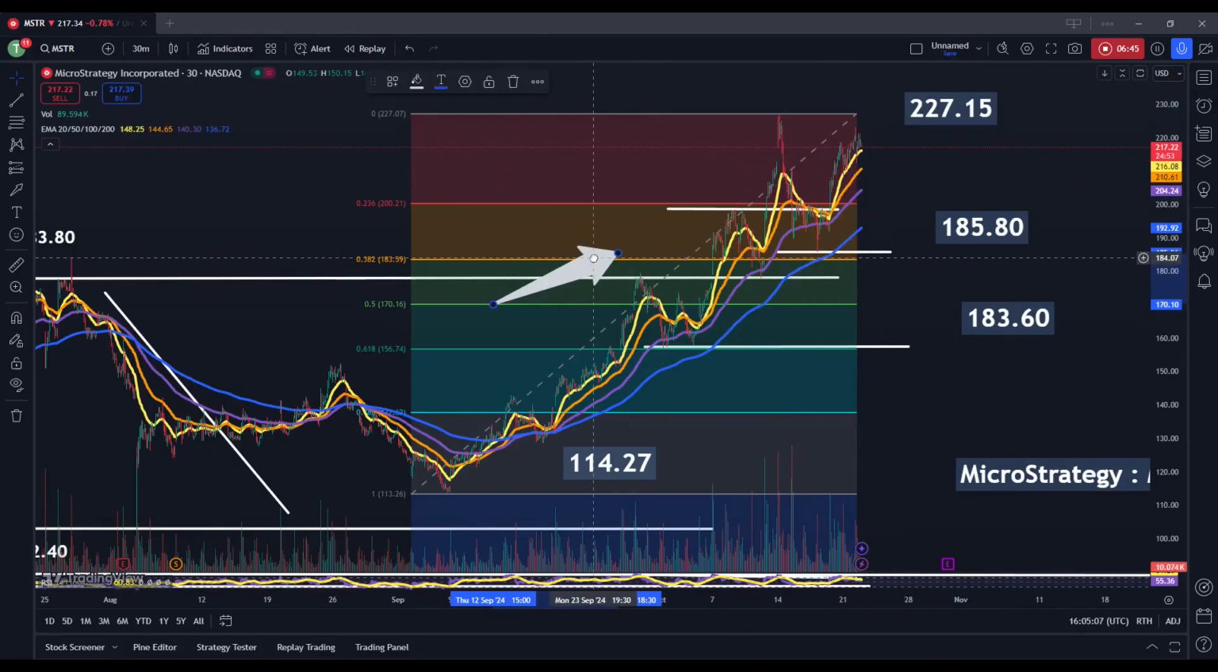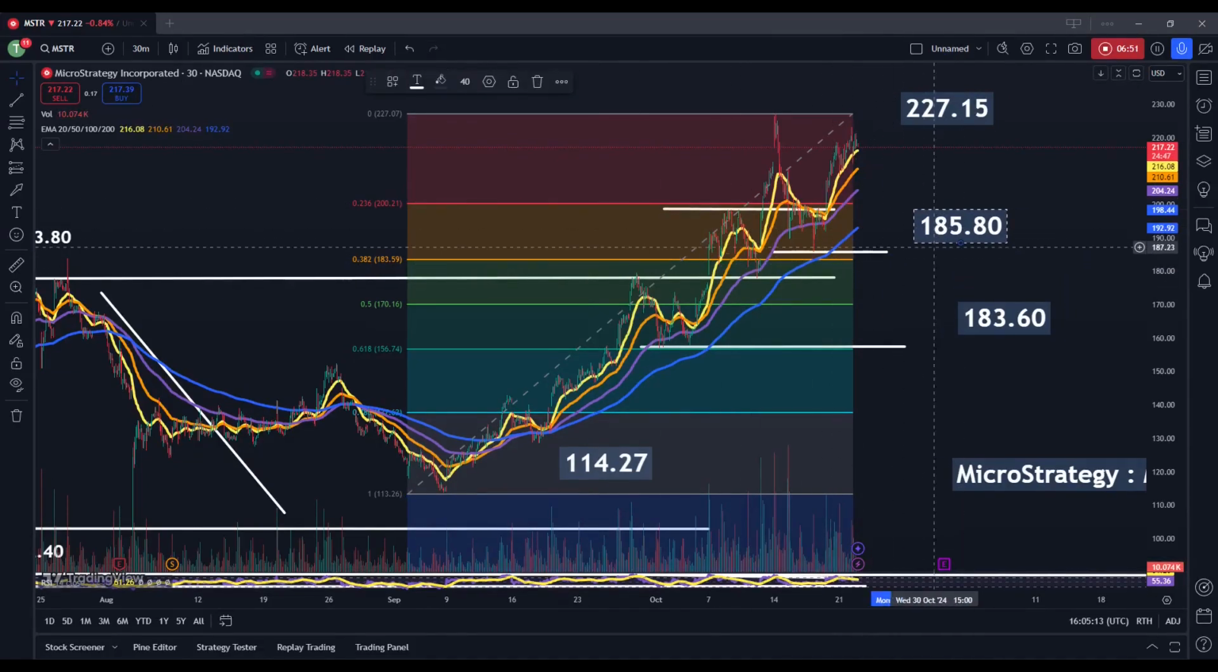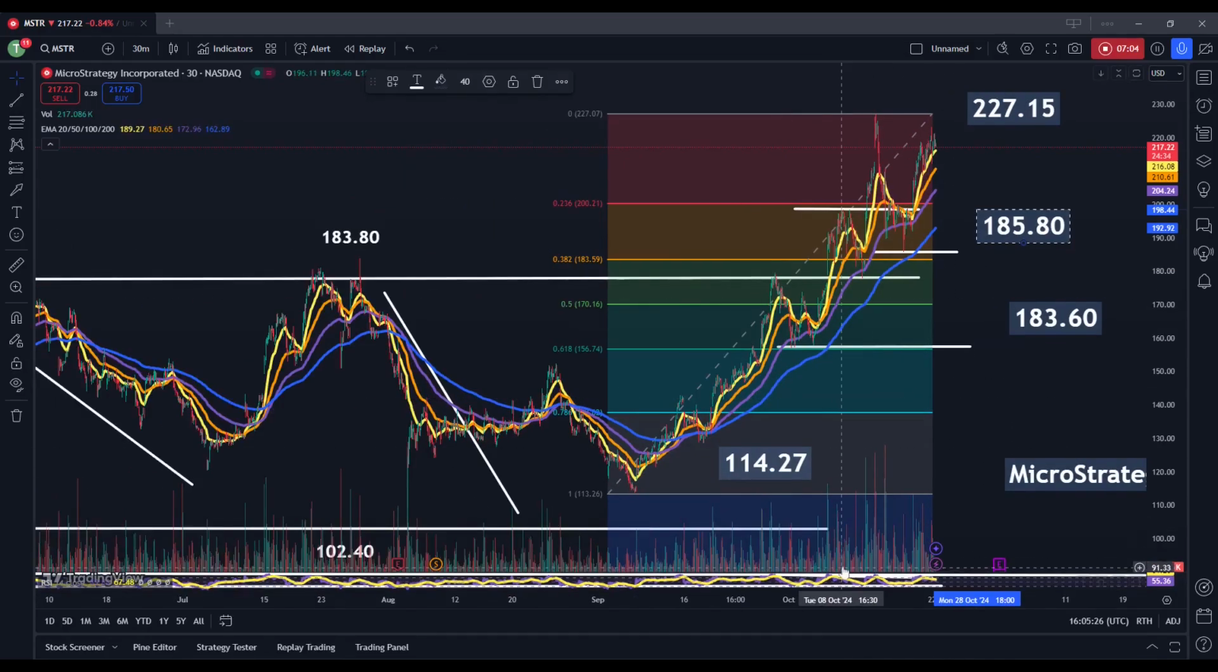So of course we're not there yet, and we're not necessarily saying that this is going to be a bearish outcome. But if we do see a break below 185.80 without retesting that 227 area, in my opinion, that would be the worst possible event that could occur with this specific price action. So that really does cover everything.